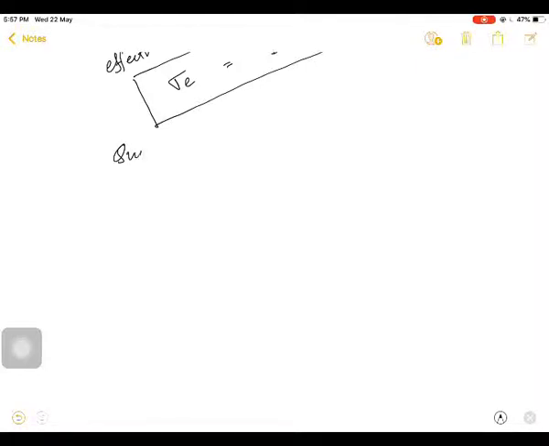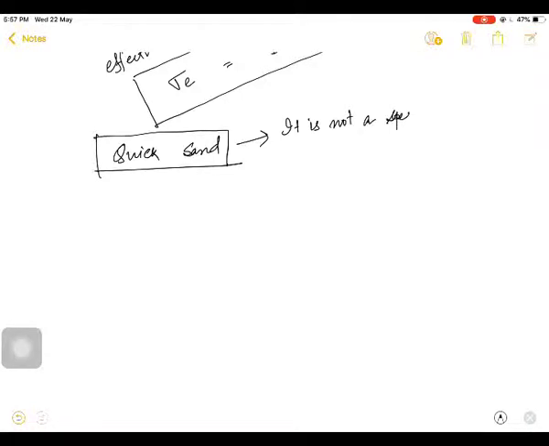Quicksand. The first thing is that this is not any kind of special type of sand. It is not a special type of sand. Okay, so mind it. So let's see what happens.